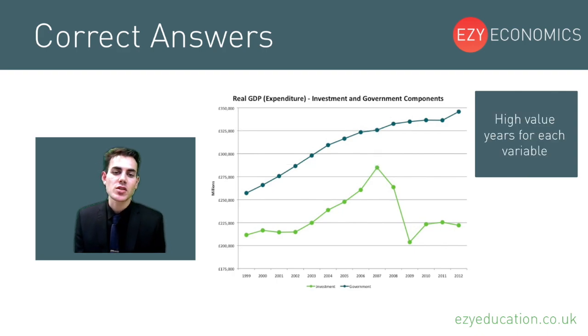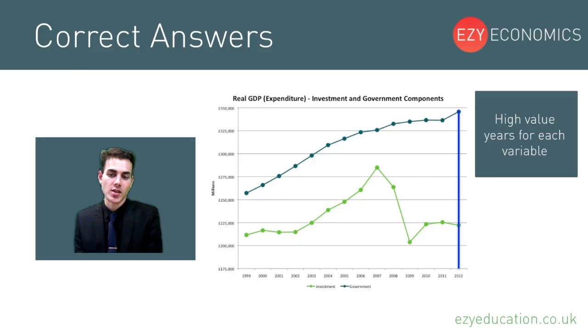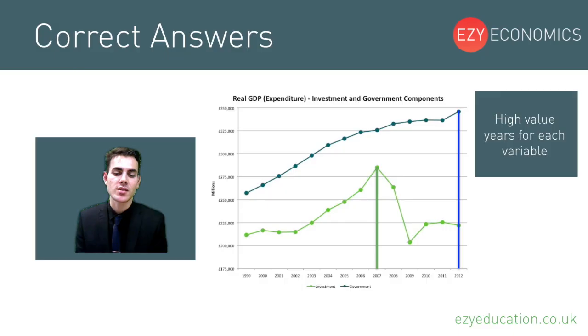Okay, next statement was the high value years for each variable. So this is just identifying the year in which the two components reach their high point. Well, for government spending, it's quite simple because they're pretty much on a constant, sustained increase throughout the whole period. So the highest point is its last point, which is 2012. For investment, the highest point takes place in 2007 because that's the peak. So therefore, 2007 for investment, 2012 for government spending.